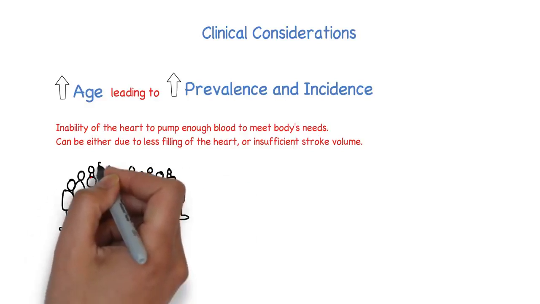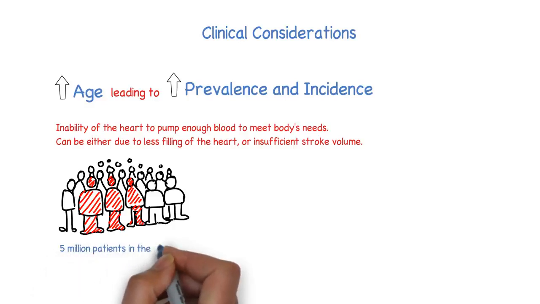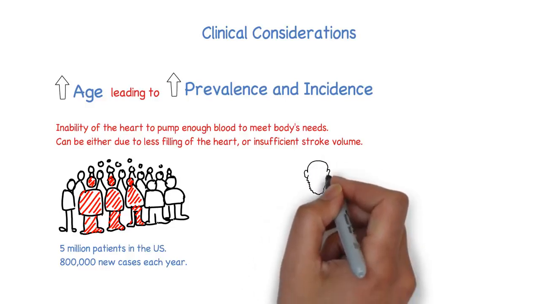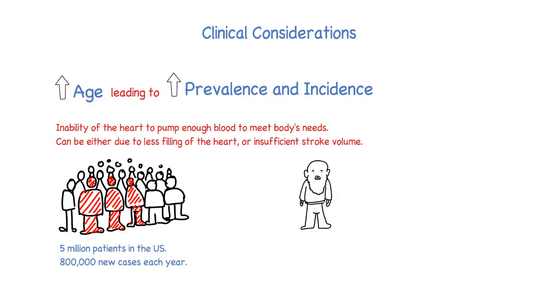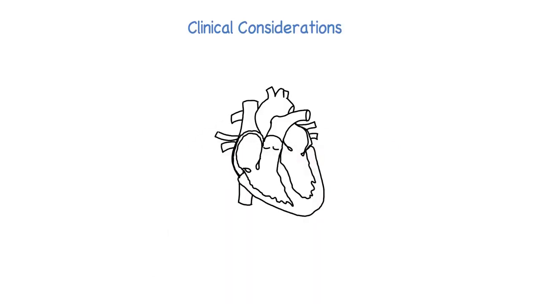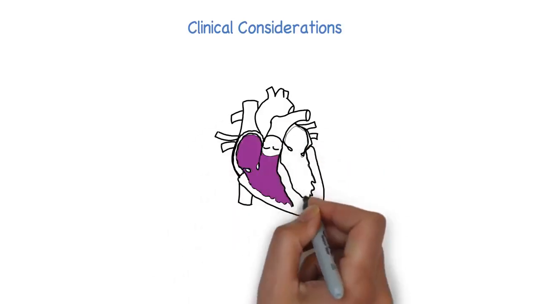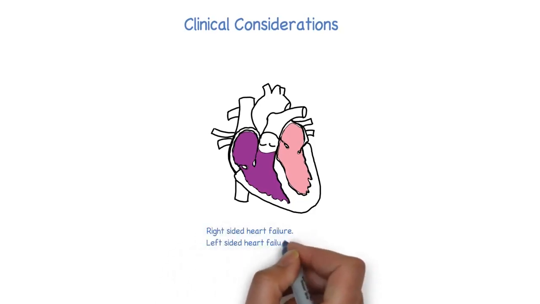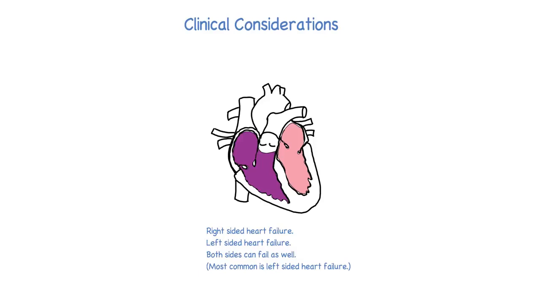So keep in mind, either the heart is not filling correctly or the heart is not ejecting correctly. There are about 5 million people in the US that have heart failure, and approximately 800,000 new cases every year in the US. And here is the sad part. 75% of the patients of heart failure are over the age of 65. It is primarily a disease of old age. Now, heart failure can be right-sided or left-sided. So any of the pumps can fail, the right-sided pump or the left-sided pump. Or both pumps can fail, so that would be both hearts have failed.